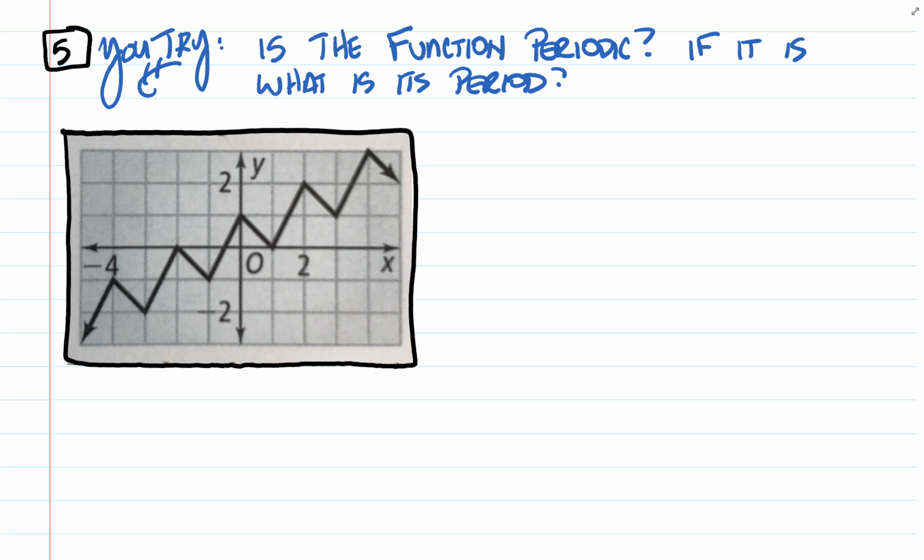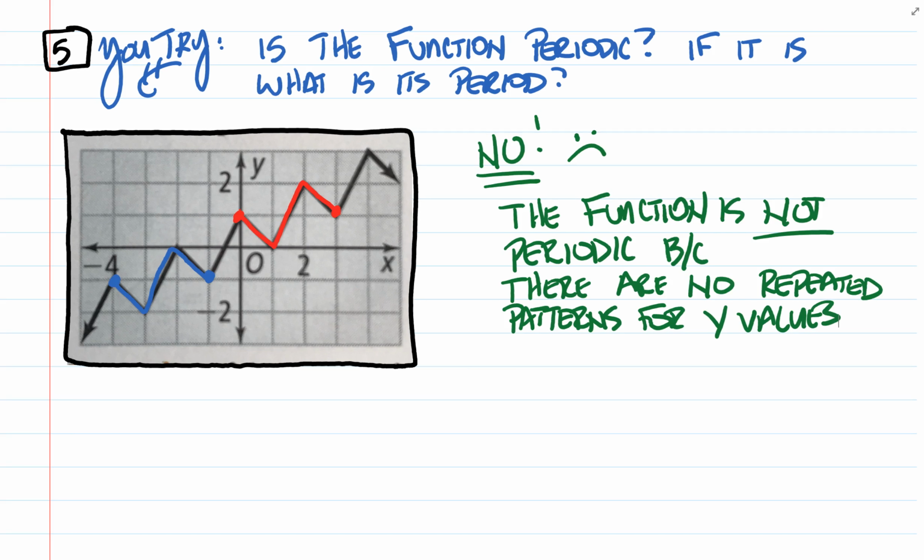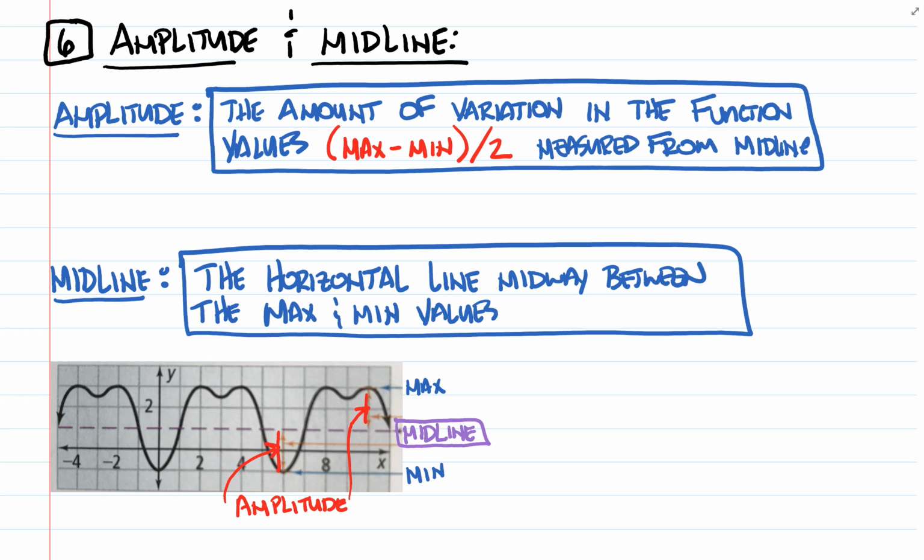Box number 5 is another you try. Is the function periodic? If it is, what is its period? Okay, hopefully you guys got the right answer, and the right answer is no. The function is not periodic because there are no repeated patterns for y values. Even though it looks like this could be a pattern in the green box and this could be a pattern, and even though those patterns are similar, they do not repeat a pattern for y values. Therefore, it is not a periodic function. Tricky question.